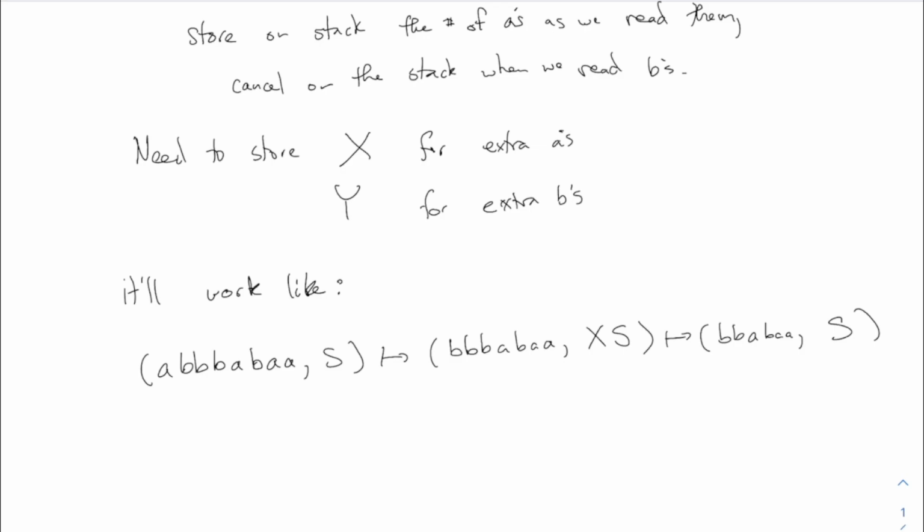All right, the next thing I see is a B. Now there's no X on the stack to cancel it with. This is like an extra B. That goes onto the stack as a Y. So next it's going to say BA, BAA, YS. Now I see another B. This will go onto the stack as another Y. All right. A, B, A, A, Y, YS.